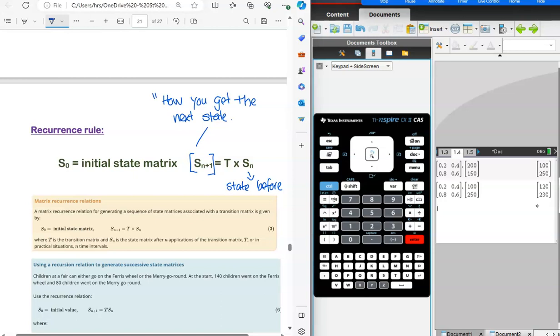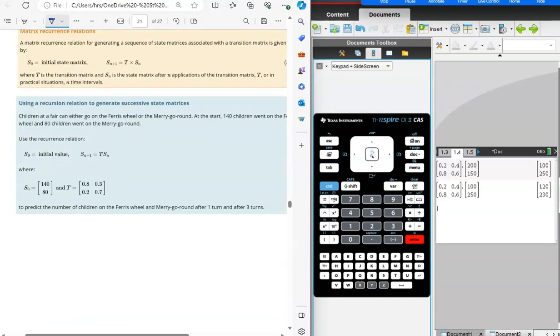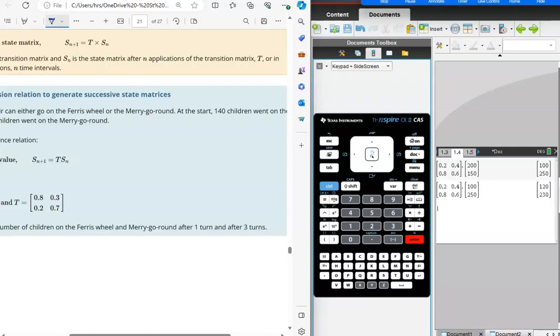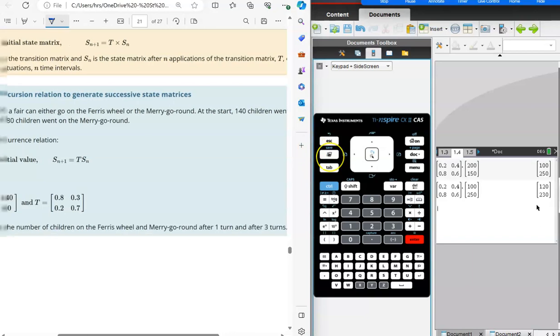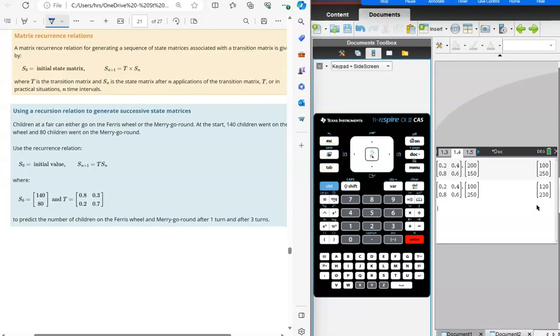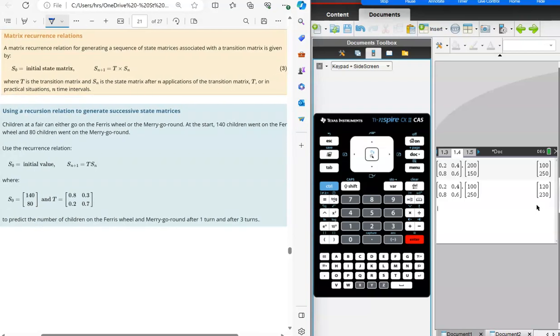So we're going to use this system and follow these examples. If we have a look here: children at a fair can go on a Ferris wheel or a merry-go-round. At the start, 140 people went on the Ferris wheel and 80 people went on the merry-go-round. So you can see that's telling you your original state.